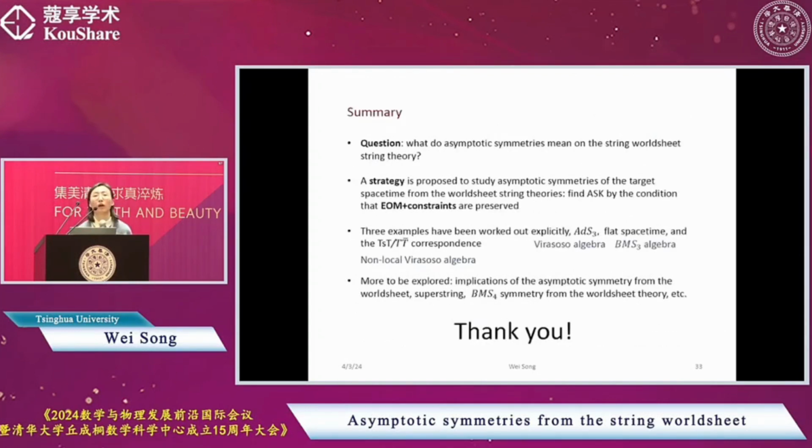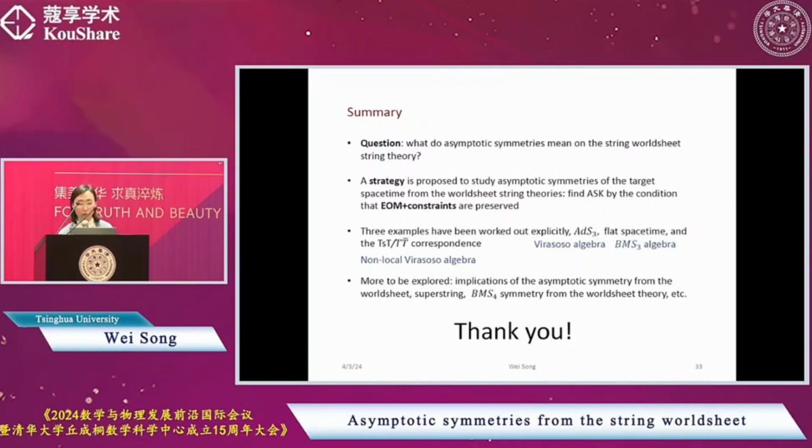And here is the summary. We asked ourselves a question: what do asymptotic symmetries mean on the string worldsheet? And we proposed a strategy to find these symmetries. That is to require that the equations of motion and constraints be preserved asymptotically. And it works for these three types of examples.